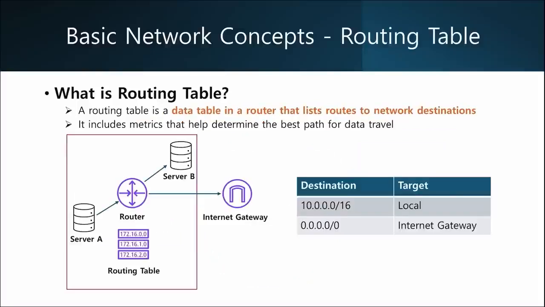Earlier, we learned about routers. The routing table is a data table within the router that helps the router by listing the routes to the network destination. A routing table contains a route to each destination and metrics for that route. These metrics help determine the optimal path for data to travel. This allows the router to select the optimal path for data packets to reach their destination efficiently. The routing table contains information such as destination IP address or target.